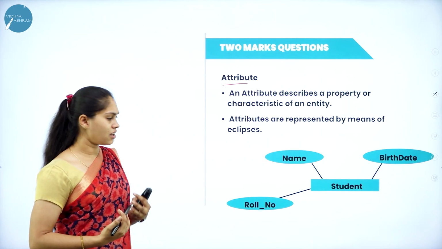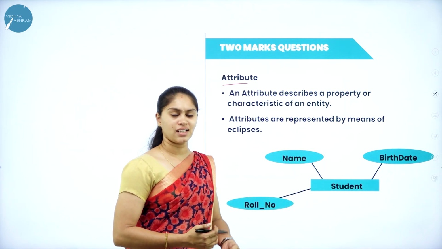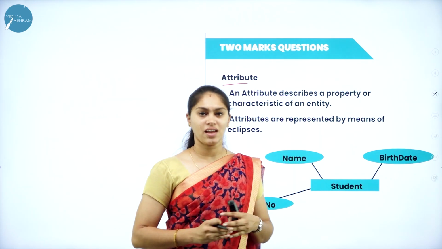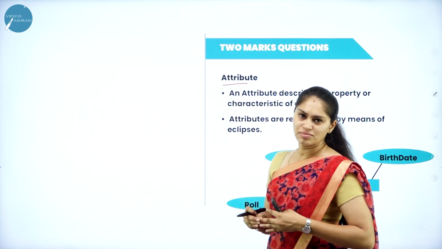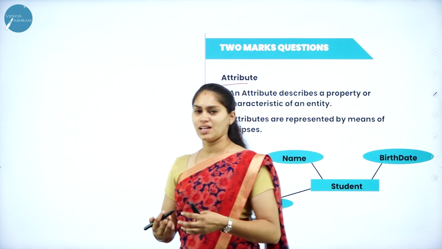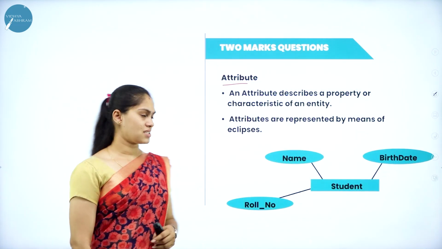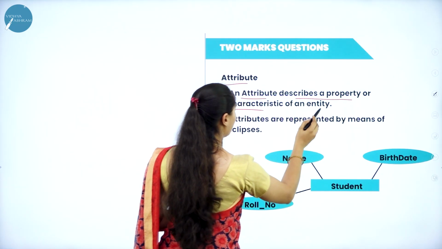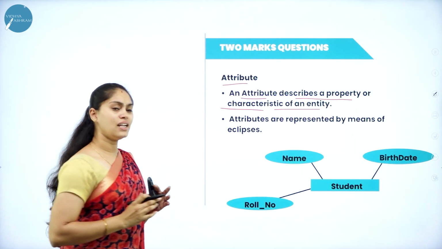For example, if I consider a student as my entity, then what does it consist of? A student will have a student ID, a name, a date of birth, and a roll number. Those are all the attributes that specify their properties. So that is what an attribute is. It specifies a property or characteristic of an entity.